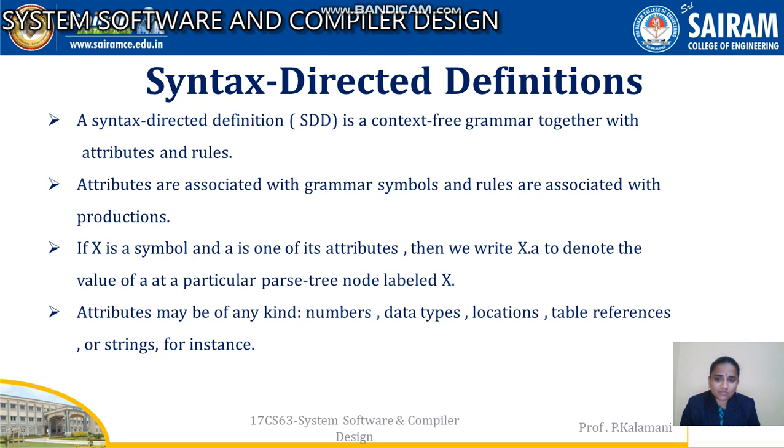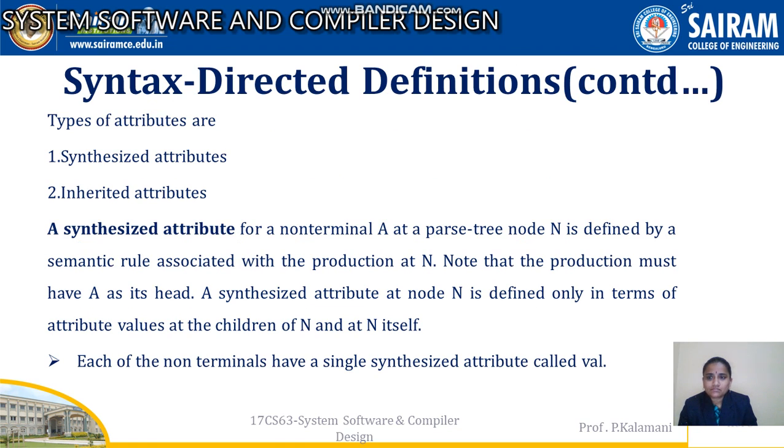If X is a symbol and A is one of its attributes, we represent that attribute value as X.A, and the rules are associated with productions. Attributes may be of any kind. The type of attribute may be a number, or data types, or location, or table references, or instances, anything. There are two types of attributes: one is the synthesized attribute, another is the inherited attribute.